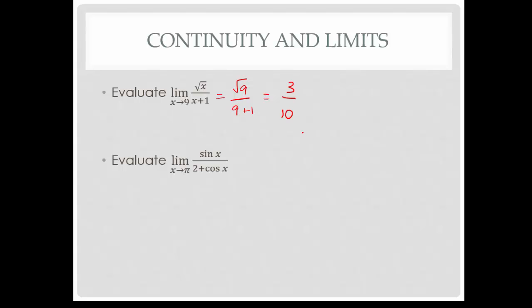If you want to look at the limit as x approaches pi of sine x over 2 plus cosine x, pi is in the domain of both sine x and cosine x, and it's not going to give me a 0 in my denominator, so I can just plug it in. I'll have the sine of pi divided by 2 plus the cosine of pi. What is the sine of pi? It's 0. What is the cosine of pi? It's -1. So that's 0 divided by 1, also known as 0. That is a much easier way to calculate limits than many of the methods we've already discussed.